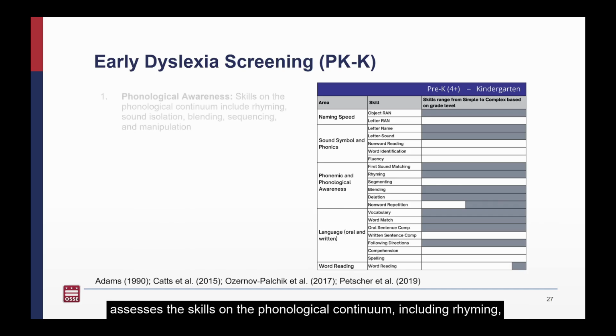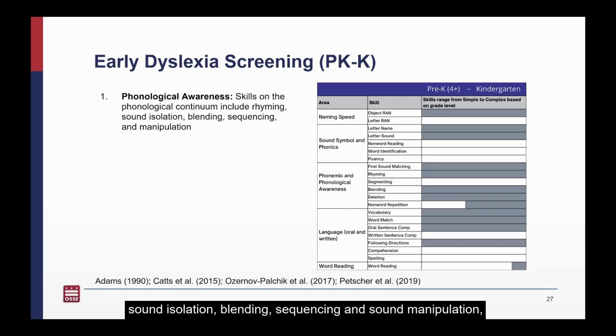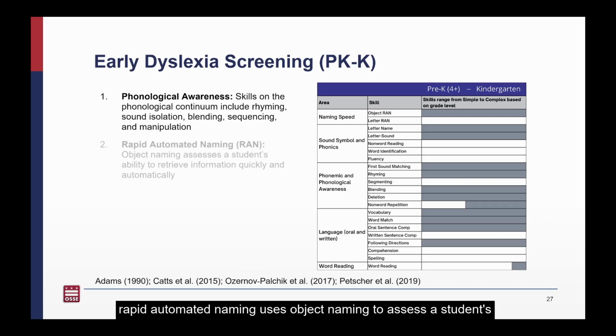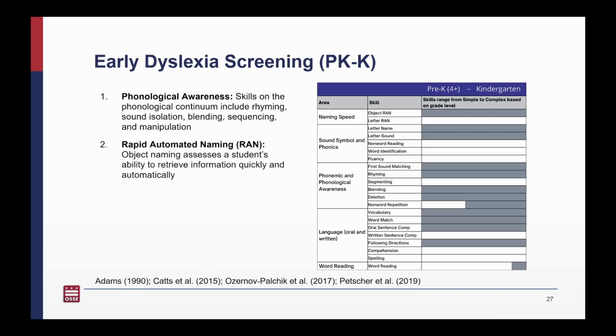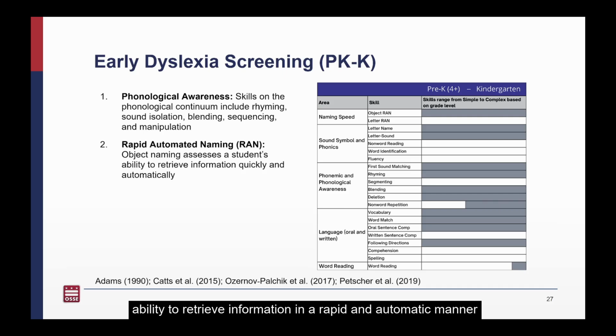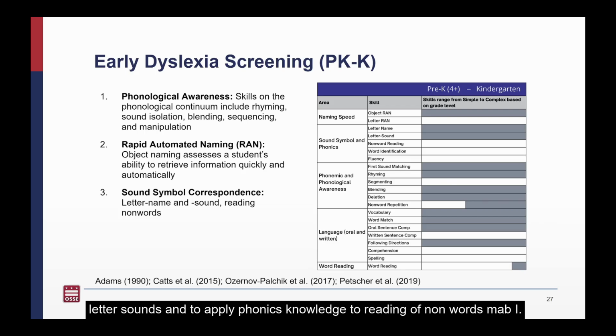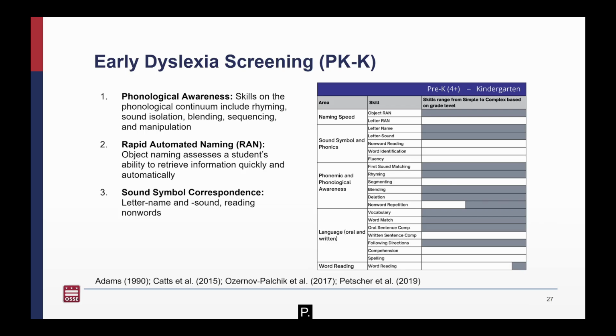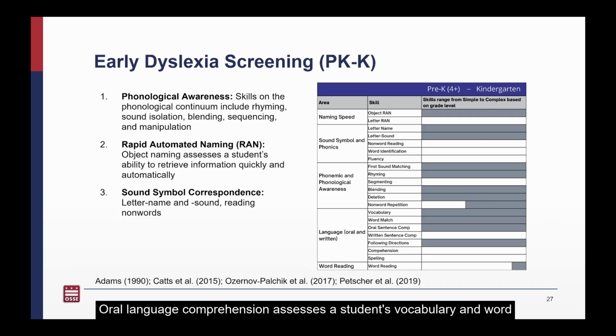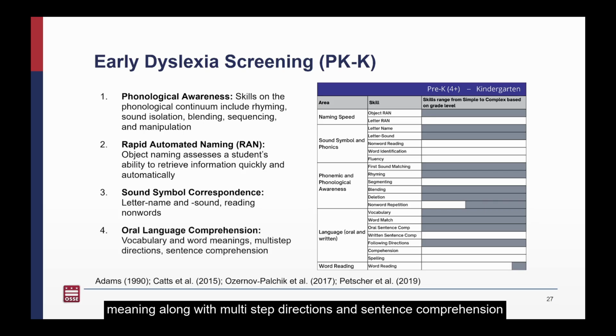Phonological awareness assesses the skills on the phonological continuum including rhyming, sound isolation, blending, sequencing, and sound manipulation. Rapid automatic naming uses object naming to assess a student's ability to retrieve information in a rapid and automatic manner. Sound-symbol correspondence assesses a student's ability to identify letters by name and match corresponding letter sounds and to apply phonics knowledge to reading of nonwords. Oral language comprehension assesses a student's vocabulary and word meaning, along with multi-step directions, and sentence comprehension.